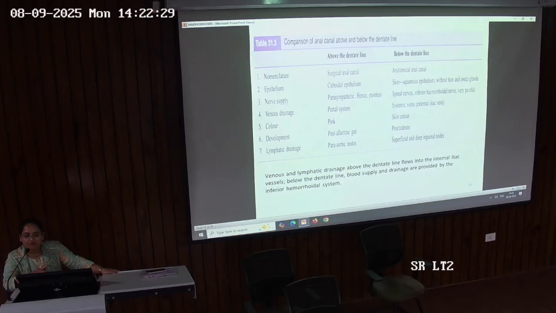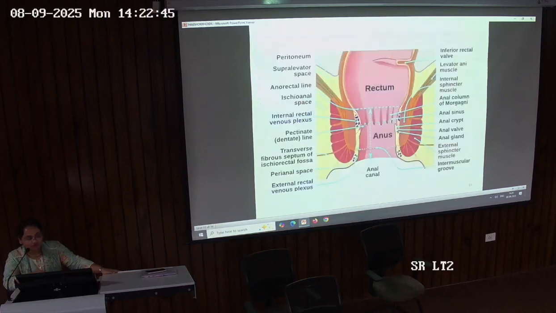So the internal hemorrhoids are not very painful. Internal hemorrhoids are painless until they get thrombosed or they cause infection. Whereas below the dentate line, it is supplied by pudendal nerve, which is very sensitive for any stimulus. So below the dentate line, hemorrhoids are very painful.